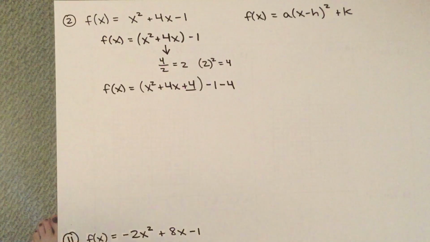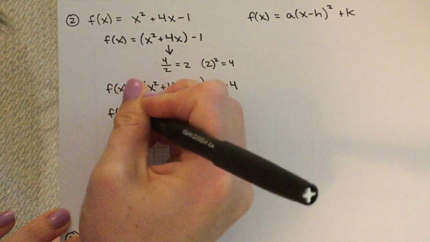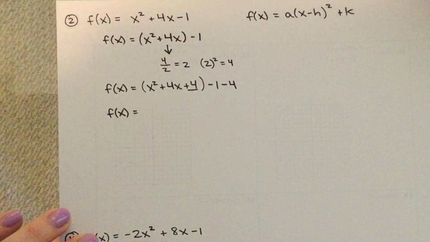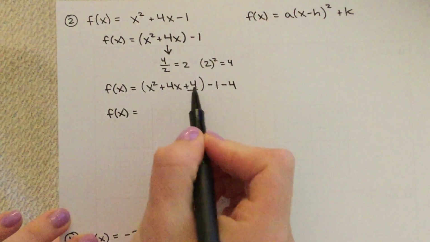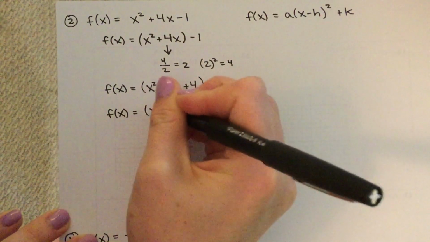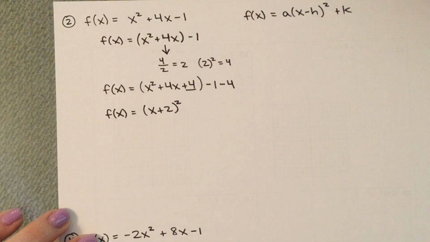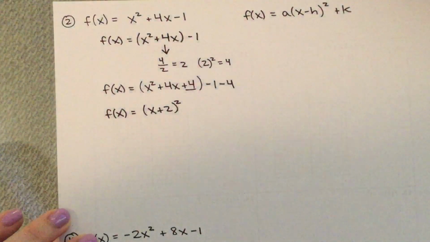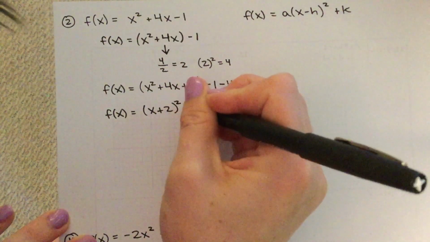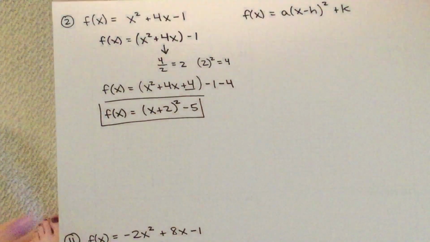Step 5, factor the trinomial, simplify the end of the equation. So f of x equals, we are going to take this part right here and factor it down. The number that multiplies to 4 and adds to 4 is a positive 2. So I write it as x plus 2 squared because it would be a perfect square. Remember, we reviewed those perfect square trinomials that always end up in this form. And then simplify the end of the equation. So -1 minus 4 is -5.